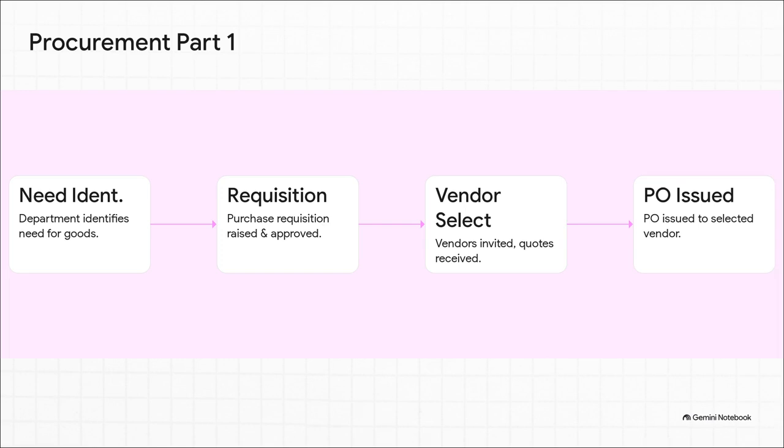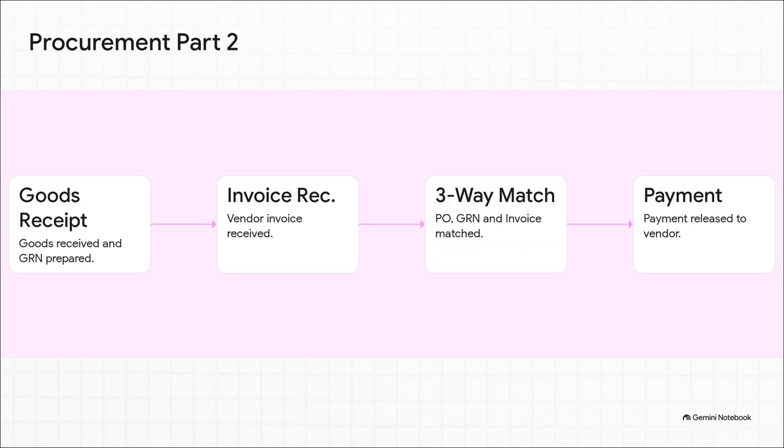Looking at the first 4 steps, a department realizes they need something, so they identify a need. They then raise a requisition, which gets approved. Next comes vendor selection, where quotes are gathered and evaluated. And finally, step 4, the official purchase order is issued to the winner. Okay, so the PO is out there. Now the second half of the process kicks in.